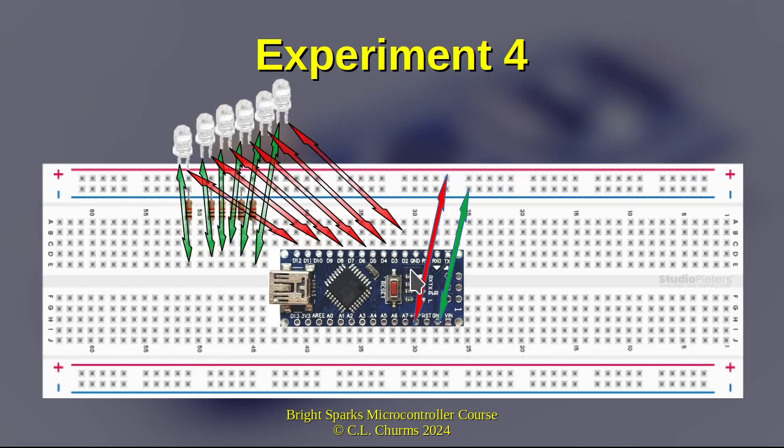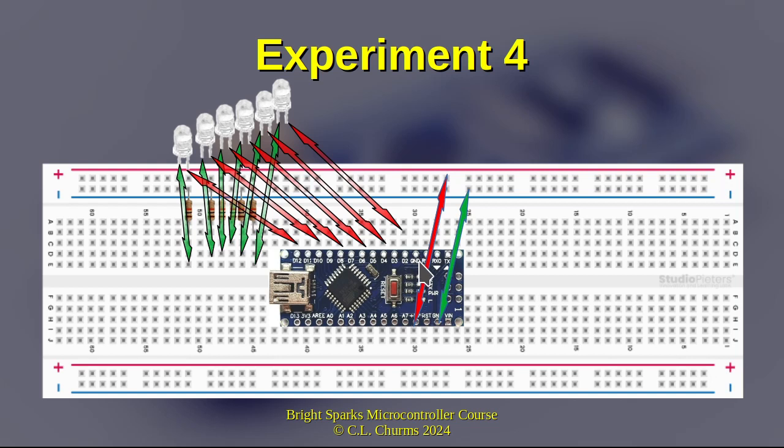I wanted you to connect up your Nano, the ground to the ground rail, the positive 5 or VCC to the positive rail, and just for consistency, we'll put our breadboard down with the plus at the top and the minus at the bottom. Otherwise one can get confused.